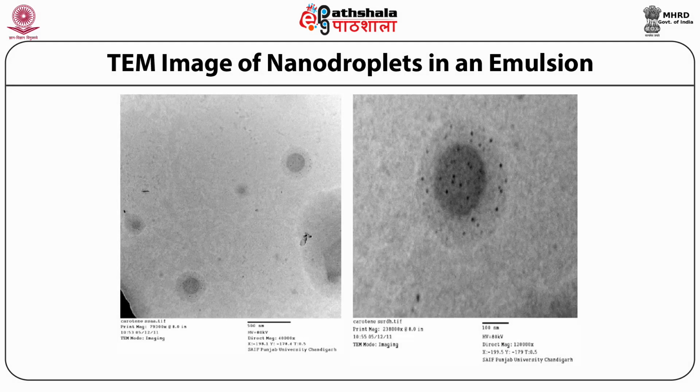What is shown here is a TEM image of a nanodroplet in an emulsion. Very clearly, we can see a central dark core, which is the lipid core, surrounded by a gray layer, which is the layer of the surfactant, and these nanodroplets are dispersed in a continuous phase, which is water. The figure on the right is a magnification of one of the nanodroplets, in which the dark spots show the encapsulation of the bioactive. Since there are no black spots in the outer aqueous phase, it is clear that the bioactive is confined or encapsulated within this capsule.